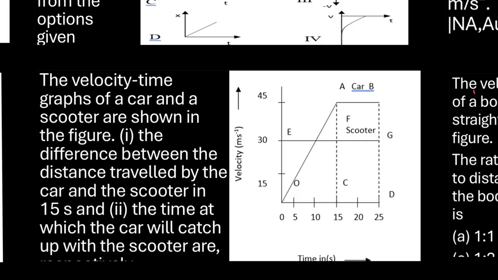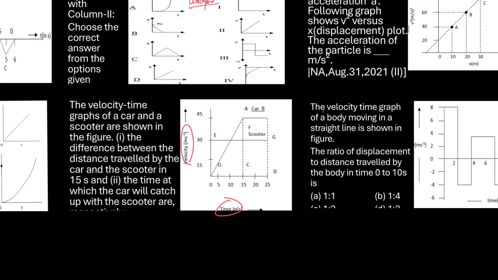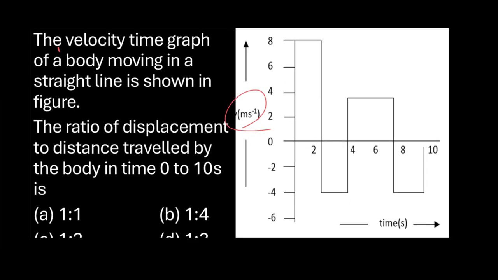So if you look at the plot, I think this was in 2021, 2022, if I'm correct. So velocity time graph again, right? So velocity time again. And look at what we've been asked to find out of it. Ratio of displacement to distance traveled from a velocity time graph.